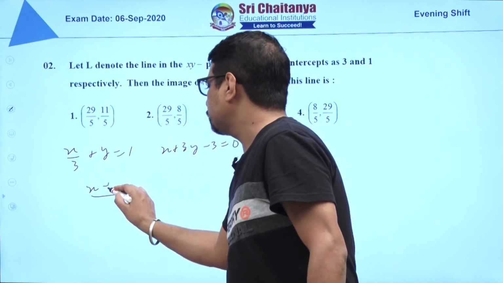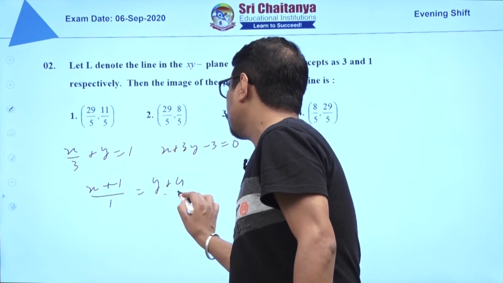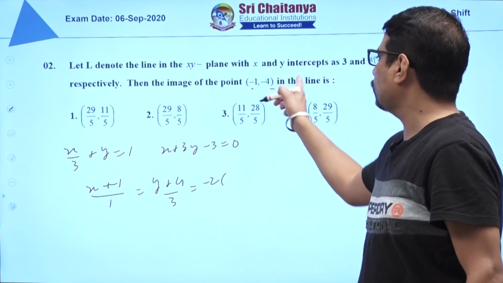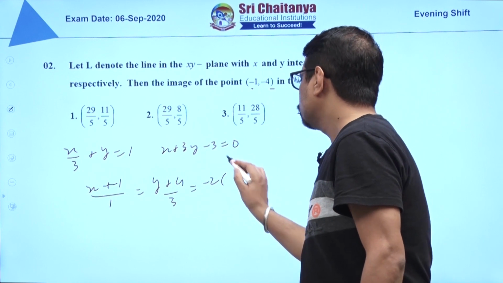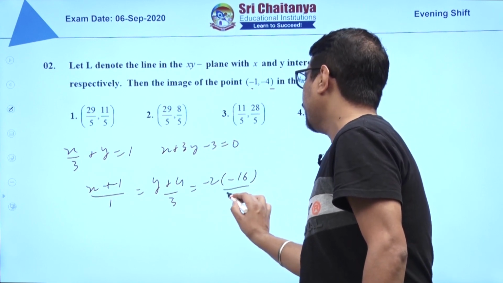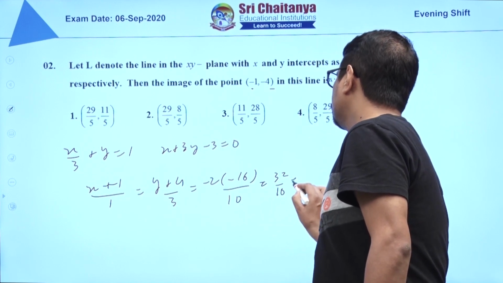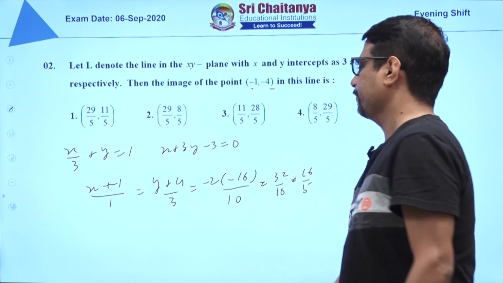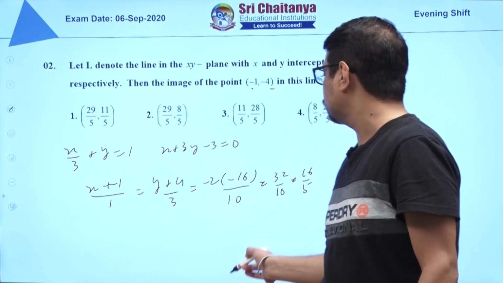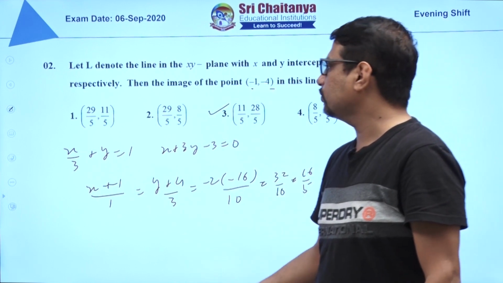So this will become x plus 1 upon 1 equals to y plus 4 upon 3 is equal to minus 2 times. Now minus 1 comma minus 4 you need to substitute here. So minus 1 minus 4 will become minus 16 here, by a square plus b square will be 10, which is 32 by 10, which is 16 by 5. So x will be equal to what? 16 by 5 minus 1. 16 by 5 minus 1 will become 11 by 5, and hence this answer will be correct. Moving to the next question.